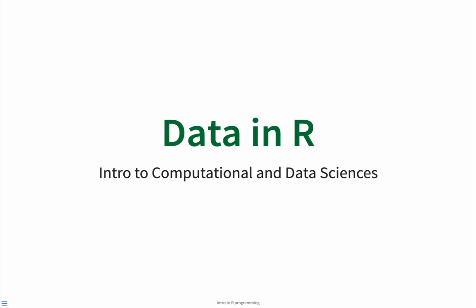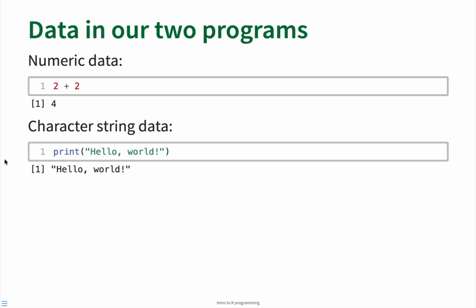In this video, we're going to talk about data in R. In the last video, we created two different programs. The first of these added two numbers together, such as 2 plus 2. The second printed out some text. Both of these programs contain different types of data.